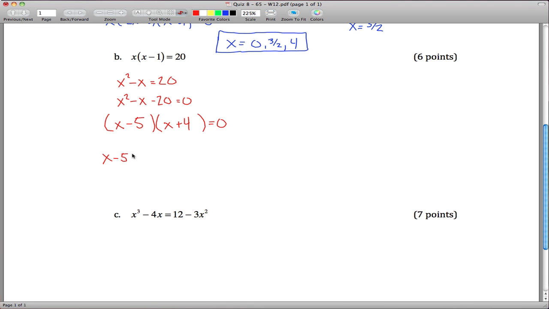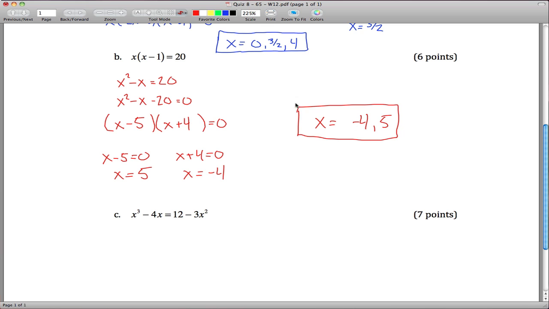That only happens if the first one is 0 or the second one is 0. And if we solve this first equation, we get x equals 5, and the second one, x equals negative 4. So our answer is x equals negative 4 or x equals positive 5 are the two numbers that will satisfy this equation.